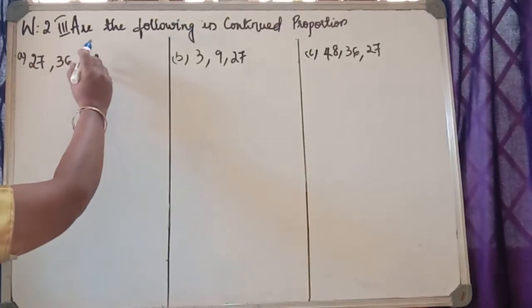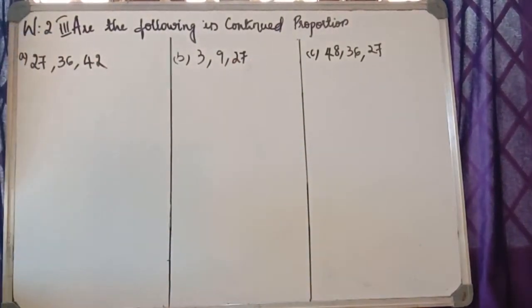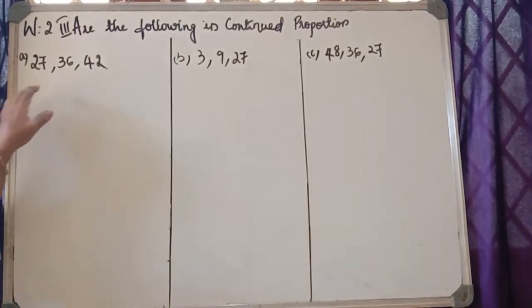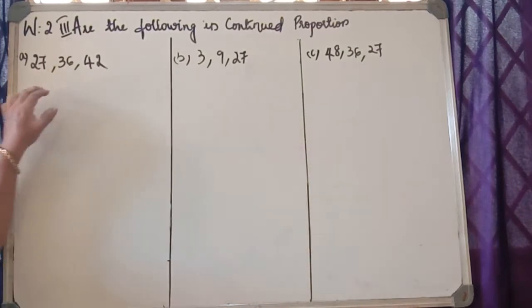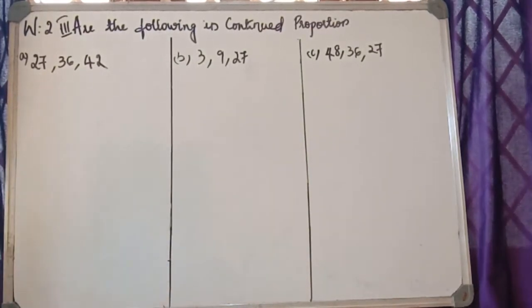Now we are going to solve the third main, the following in continued proportion. In the first two mains we found out whether they are in proportion. In this main we are going to find out whether they are in continued proportion. What is the meaning of continued proportion?